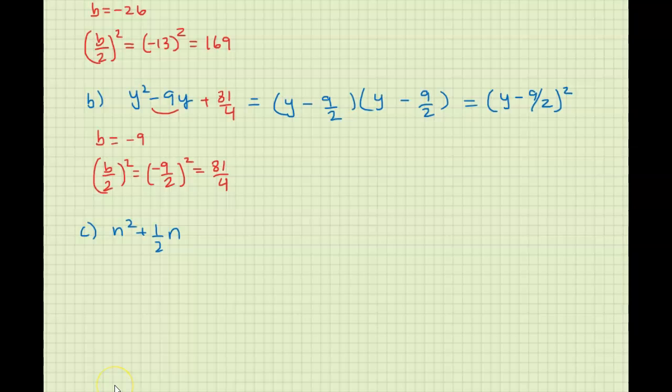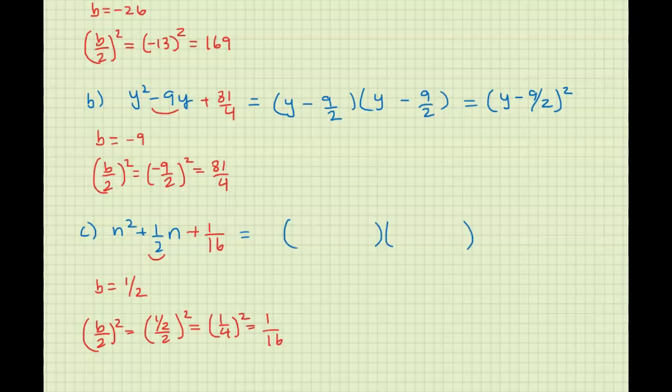All right, the coefficient is 1, so we're good. Our b is 1/2. So we need b over 2 squared. We have 1/2 divided by 2 squared. 1/2 divided by 2 is 1 over 4, and 1 over 4 squared is 1 over 16. Oops, too many ones. So we have the magic number, 1 over 16, here. This makes this factor as a perfect square.